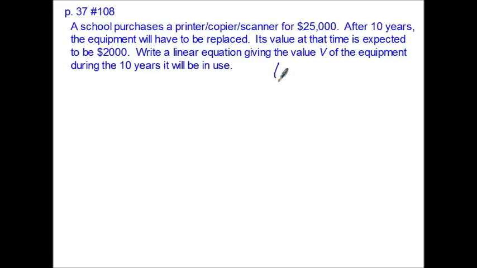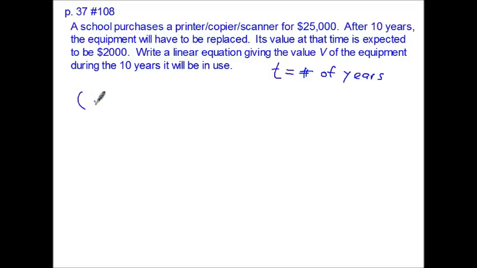So I think t is a pretty good one for time. So t is just going to be the number of years since we bought the copier, printer, scanner thingy. Again, kind of the same thing as the JCPenney problem we just talked about. The t is going to be kind of our x, and the v is going to be kind of our y for this, the whole independent-dependent variable thing, but if you need help with that, ask me in class. I'll be happy to explain it.